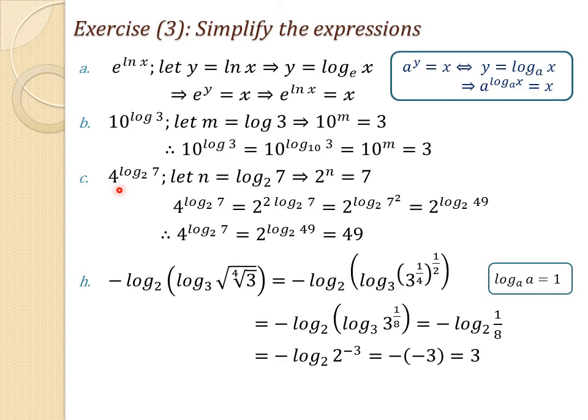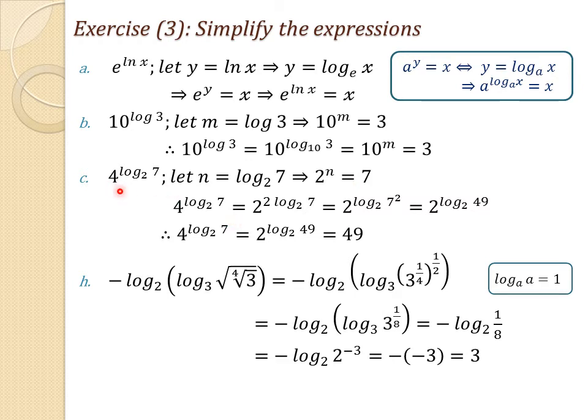Now in C, 4 power logarithm 7 base 2. Again we will work on the exponent. Let n equal logarithm 7 base 2. Rewrite it in an exponential form. This is 2 power n equals 7.